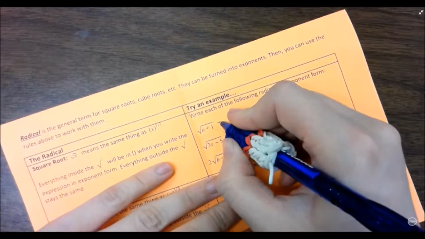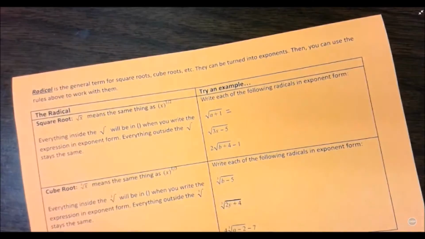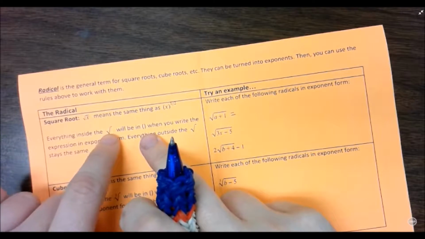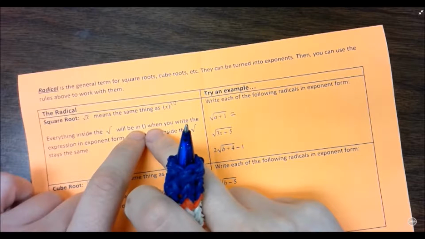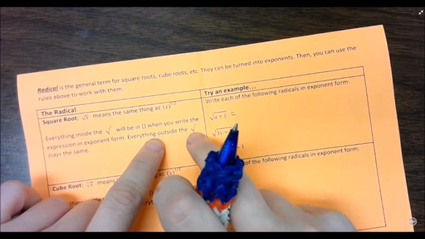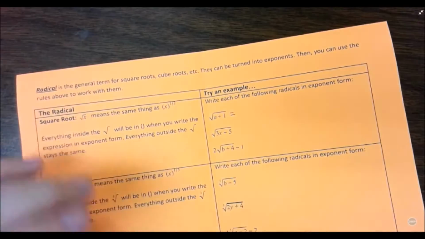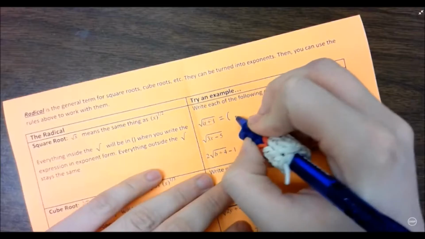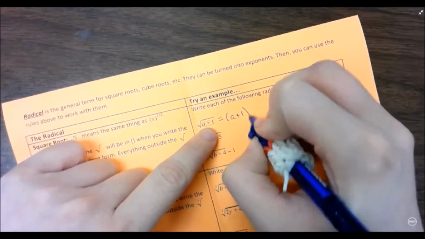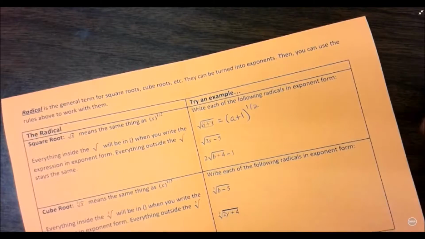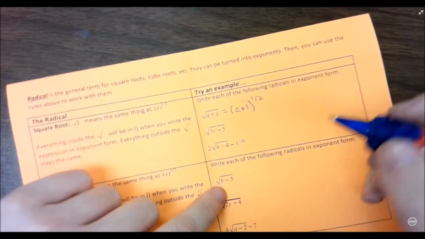So you may have actually learned this in Algebra 1, but I know for some of you it's been a couple of years. So anything that's inside the radical or the square root will be in parentheses when you write it in exponent form. Everything outside the square root stays just where it is. So in this case, I have a plus 1 inside the square root. So I'm just going to take a plus 1 in parentheses and raise it to the 1/2 power. And that's it.